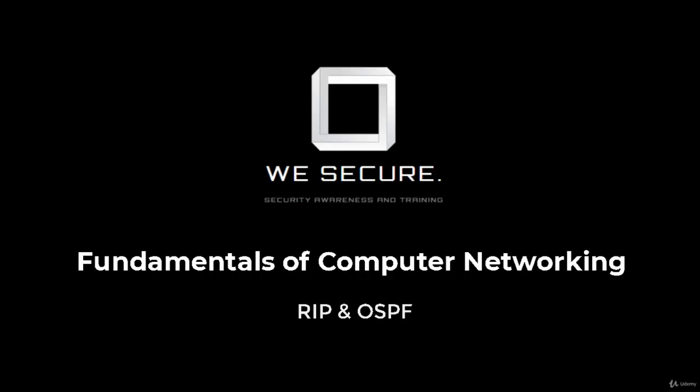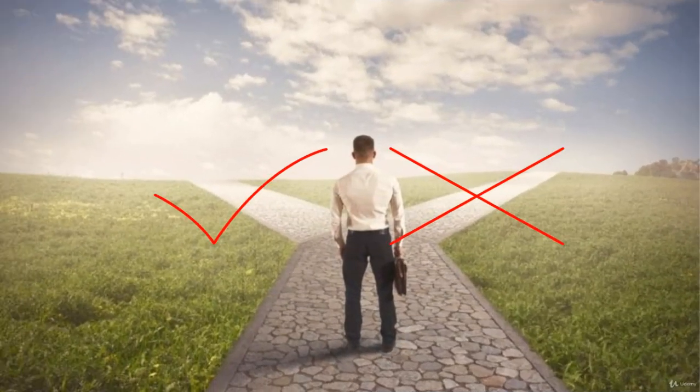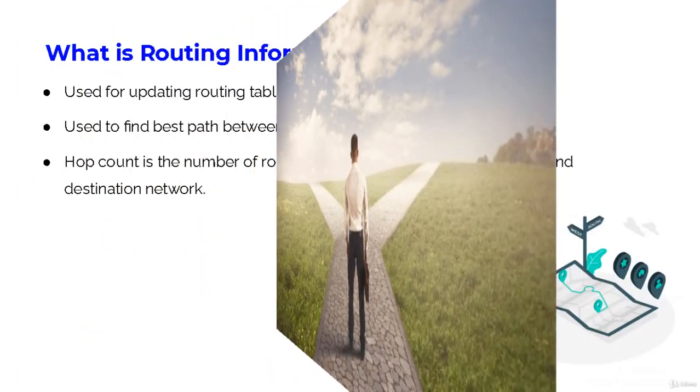Let us start with Routing Information Protocol and Open Shortest Path First protocol. What is Routing Information Protocol? It is a dynamic routing protocol which uses hop count as a routing metric to find the best path between the source and the destination network.